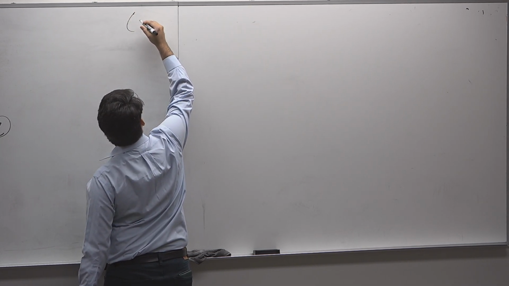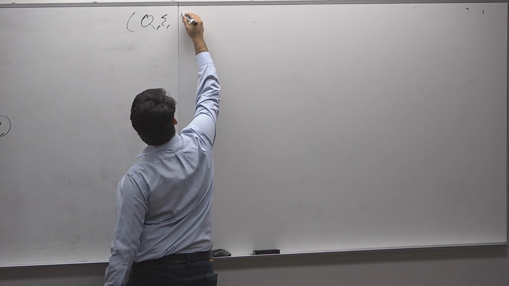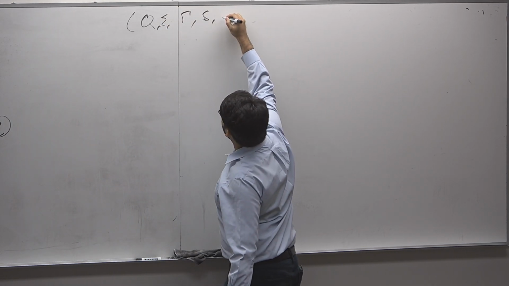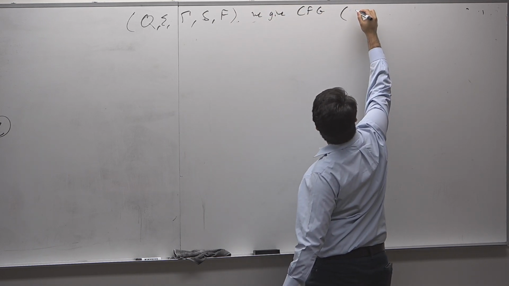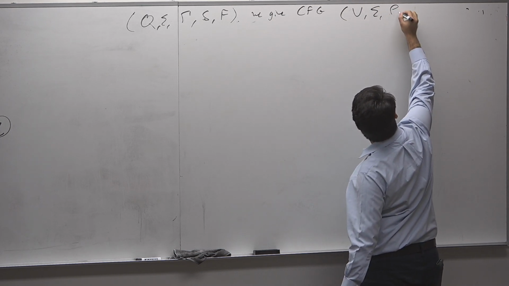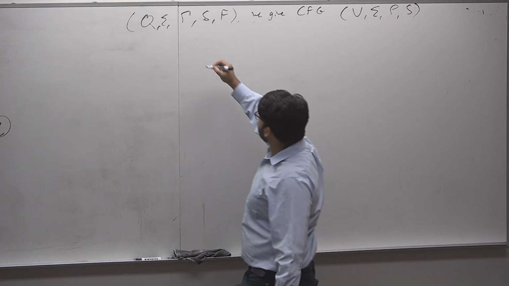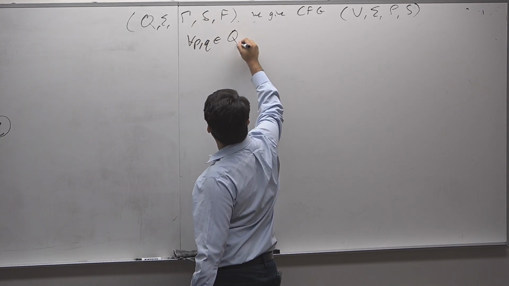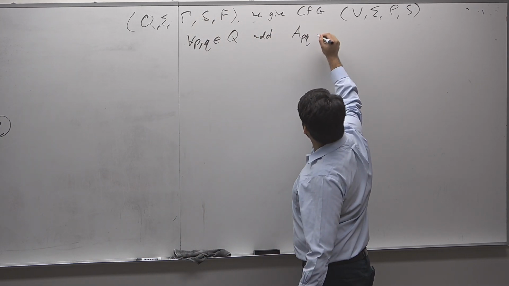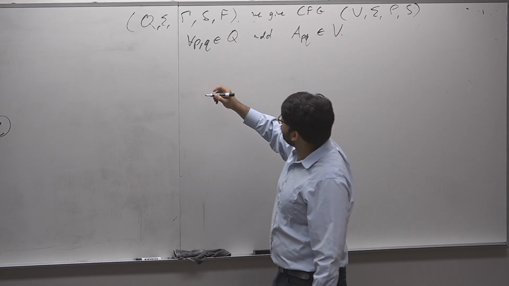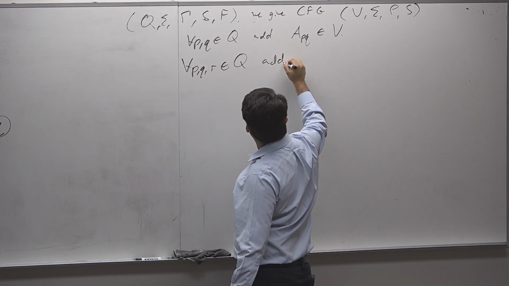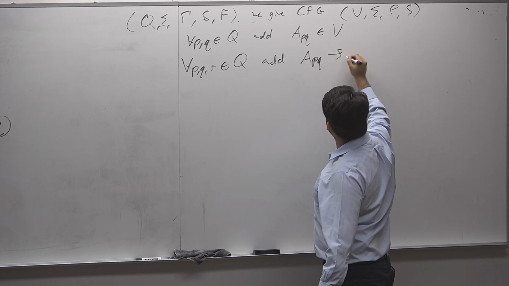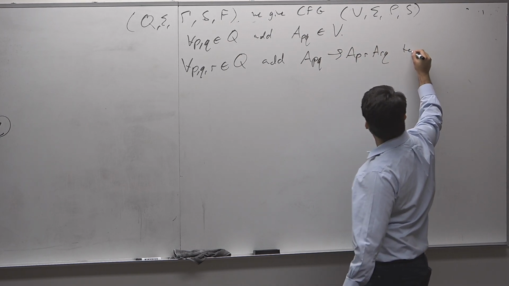Let's suppose we have a PDA that looks like Q, sigma, gamma, delta, and F. We give a CFG: non-terminals, terminals, productions, and the start state as follows. For all P, Q in Q, add A_PQ to the non-terminals. For all P, Q, R in Q, add A_PQ goes to A_PR A_RQ to the productions.